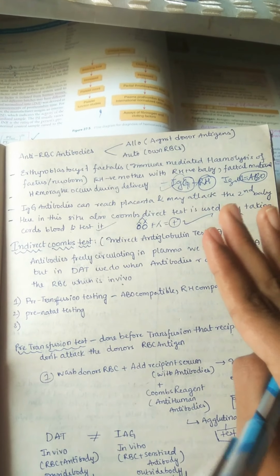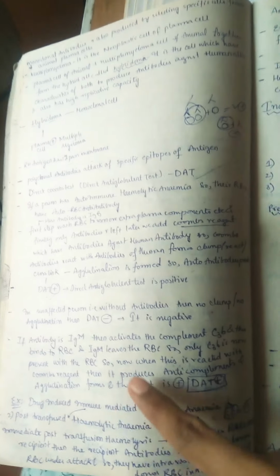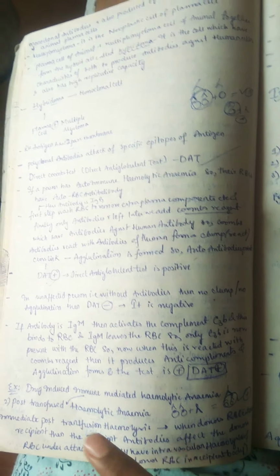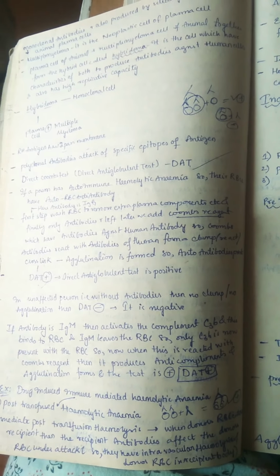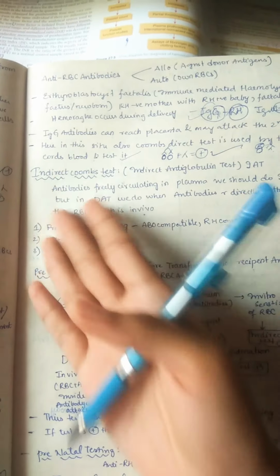So we have seen these examples in the direct process: cord blood in the Rh negative mother, and we have also seen drug induced hemolytic anemia, and also post transfusion hemolytic anemia. These are all examples where the direct anti-globulin test is positive. Now let us see the indirect Coombs test and understand it.